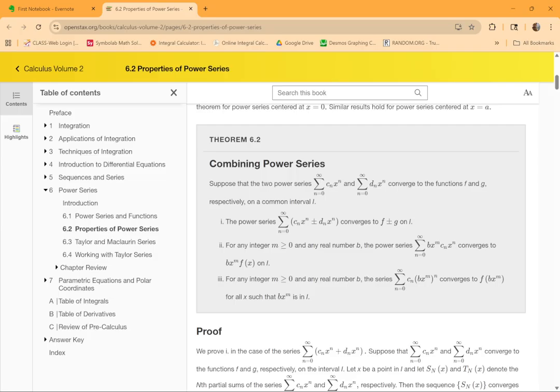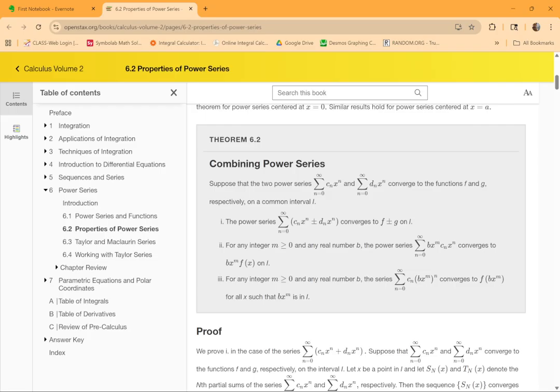And if we multiply by some factor, then we just have to account for that with the interval that results in our new power series when we manipulate the x value, right?